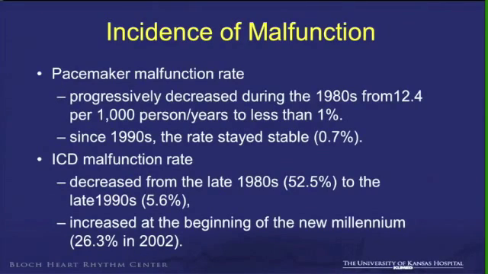Whereas the ICD malfunction rate, which includes generators and leads, has had a biphasic or bimodal distribution. It decreased significantly from the 80s to the 90s. However, at the beginning of the new millennium, it increased. This is 2002, and even in 2005 and 2009, there was again an increase in the malfunction rates.